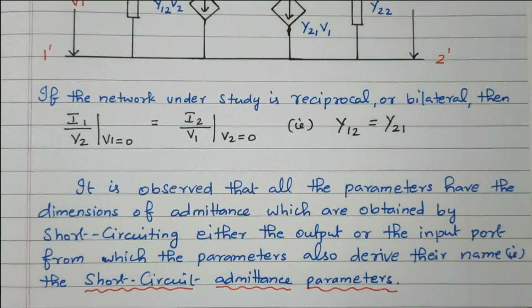We found the four admittance parameters Y11, Y22, Y12, Y21. Then we framed the equivalent circuit also. We also discussed the reciprocal and bilateral condition. What is the bilateral and reciprocal condition? Y12 equal to Y21.